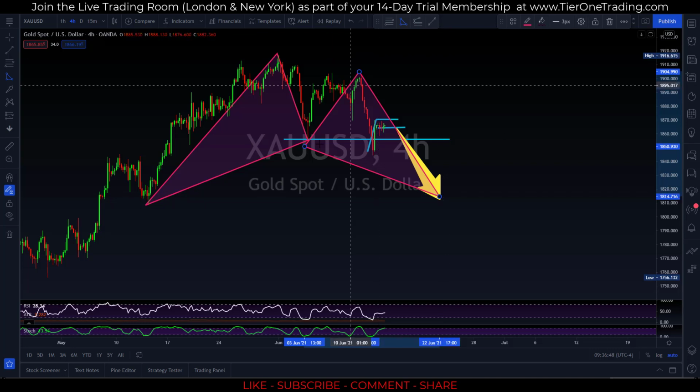Now, the fact that we broke the close below structure here would give me a clue that we're likely to continue lower. And the presence of the bat pattern would tell me that if we're likely to continue lower, this is the level that we're likely to continue lower to. So it gives me a destination. But the bat pattern in its own right doesn't give me any information about price being more or less likely to continue to this level.